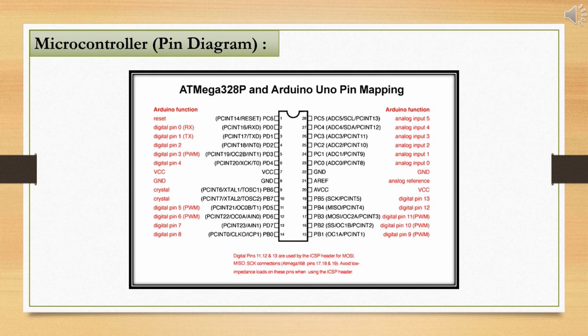Microcontroller pin diagram. This is the pin diagram of the IC, that is, the microcontroller which is used in the Arduino board. Just have a look at this pin diagram, guys. You can see analog pins, digital pins, VCC, ground, reset button, etc.